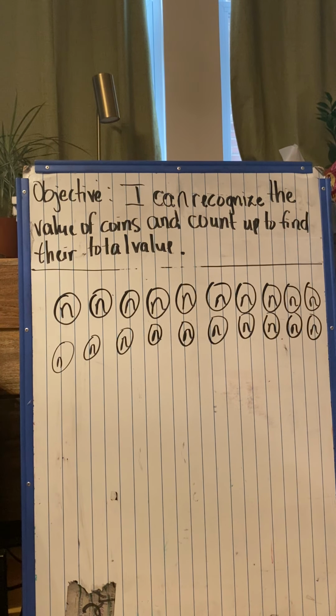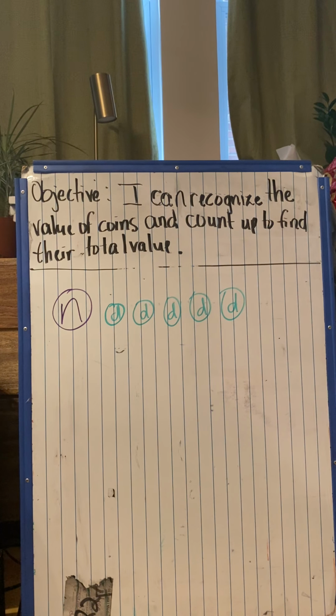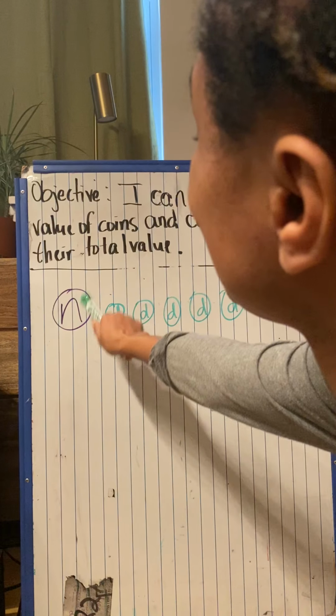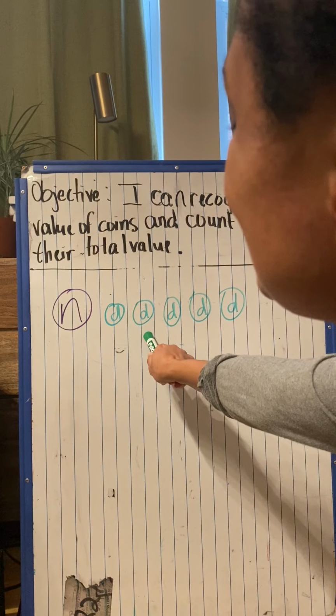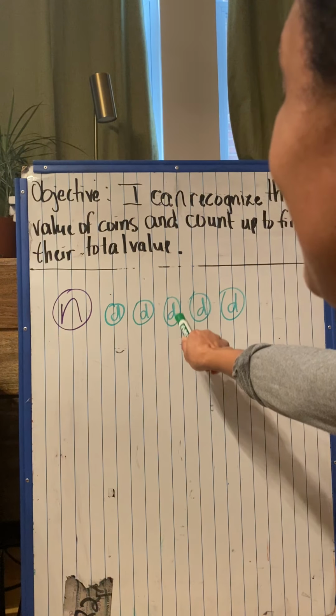Okay? Now this time I want you to take out 1 nickel and 5 dimes. So here's my nickel and my 5 dimes. All right. Now I want you to skip count starting with the value of the nickel. 5, 15, 25, 35, 45, 55.